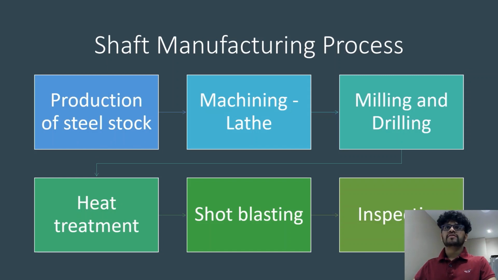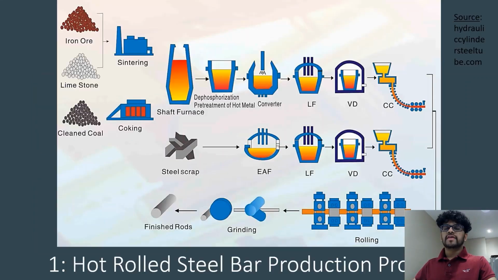The production of steel stock, machining using lathe, milling and drilling, heat treatment, surface finish, and the inspection at the final. Step 1 is to produce a steel roll bar using the molten metal. A ladle furnace is used to fine tune the temperature and chemical composition. The carbon content is achieved using the vacuum degassing process. Continuous casting or bottom fed die casting is used depending on the shaft diameter.